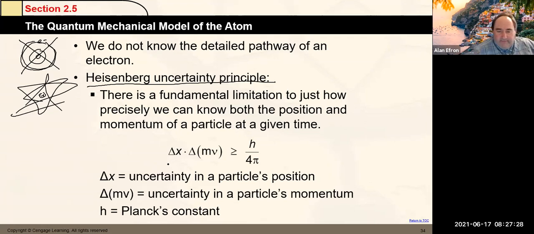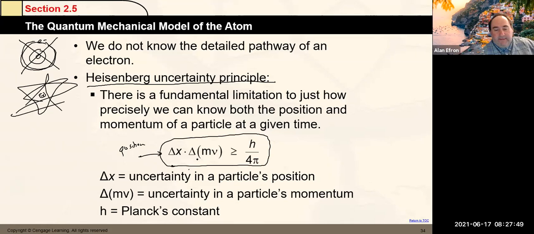And that is actually the formula here. Basically, delta x is the uncertainty in a particle's position, and delta mv is the uncertainty in its momentum, and the product is at least Planck's constant over 4 pi. So as you know more about its position, you know less about its momentum and how it's moving.